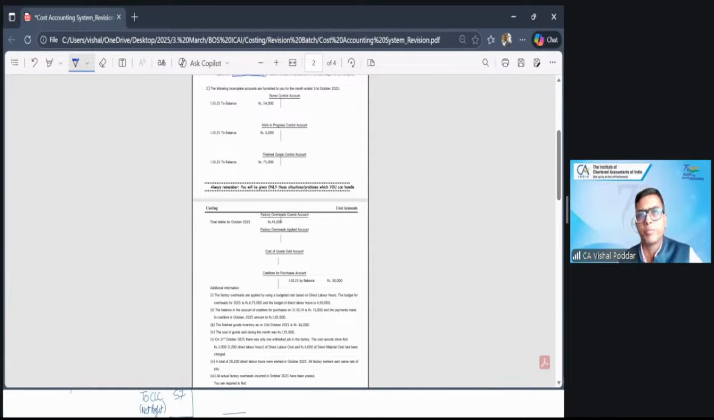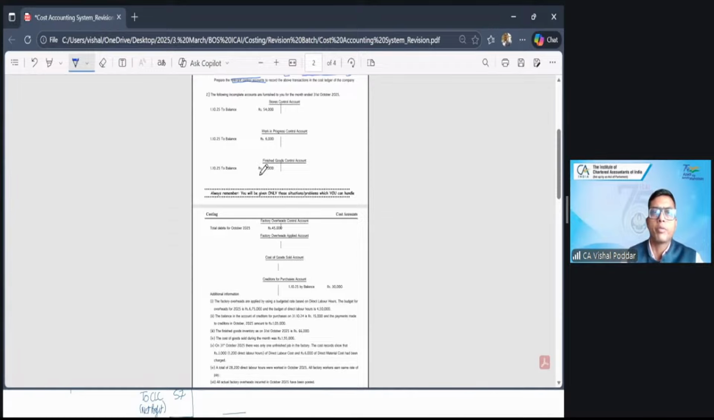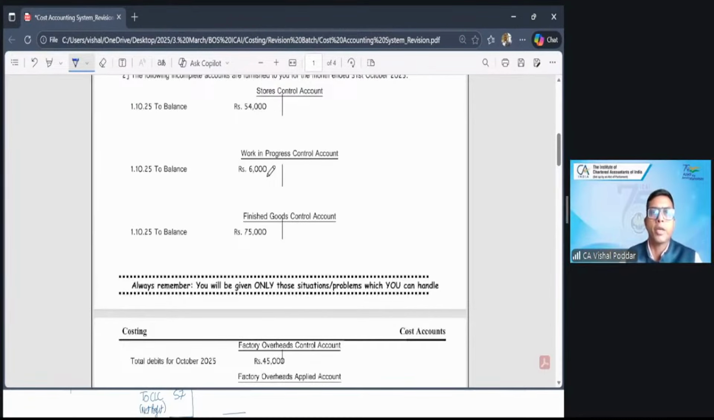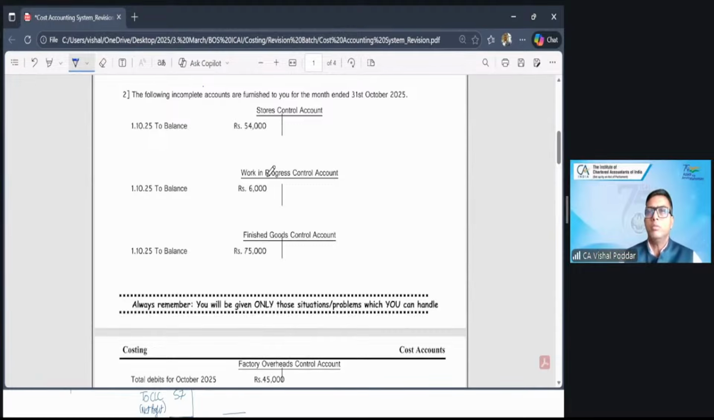Now again, this is a very interesting question, students. Why is it interesting? Because this question is more of, if you remember, the single entry type of question where the details are missing in the question and you have to complete the details using the available information, right? Now, what are the things given? The following incomplete accounts are furnished to you. You are supposed to do what?